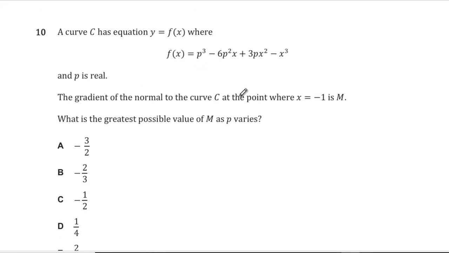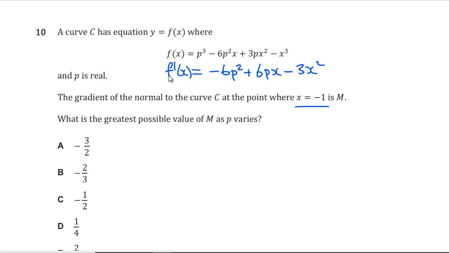Right, question 10. A curve C has equation y equals f of x, where f of x is that. P is real. The gradient of the normal to the curve C at the point where x is minus 1 is m. What is the greatest possible value of m as p varies? So the greatest possible value of the normal at that point. Well, we're certainly going to have to get the tangent anyway, so let's go about differentiating this. P is just some constant, so that goes away. Minus 6p squared, and we've got plus 6px, then minus 3x squared.